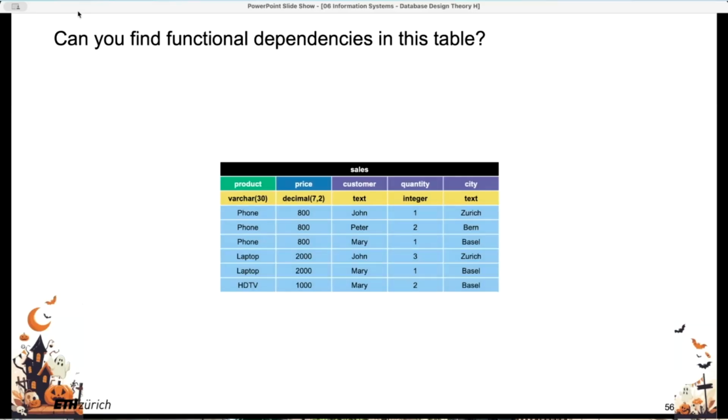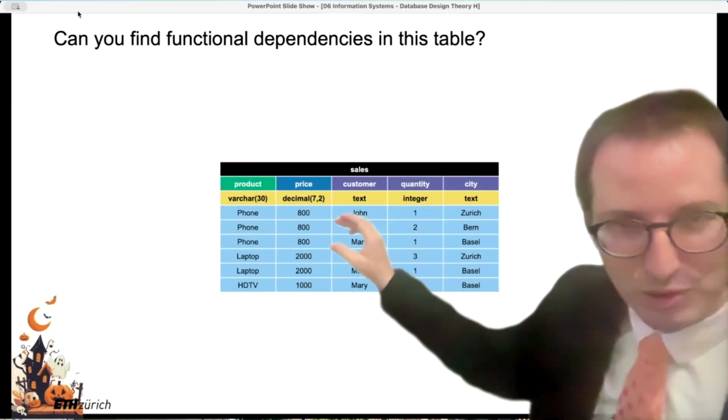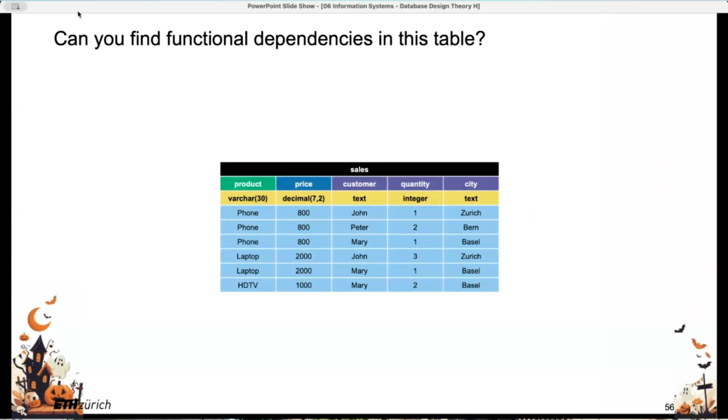Okay. Well, technically, you're going to tell me, but then we also have that price functionally determines product, right? You could also see it the other way around. That if they match on the price, they match on the product. But you see, that's just an accident, right? Because in my intention, I could also have two tablets that are worth 800 francs. That would be fine, right? So as a human, as a designer, the one that I care about is product functionally determines price.